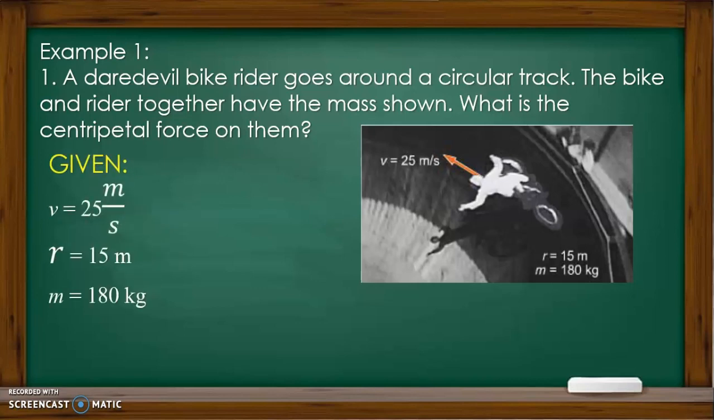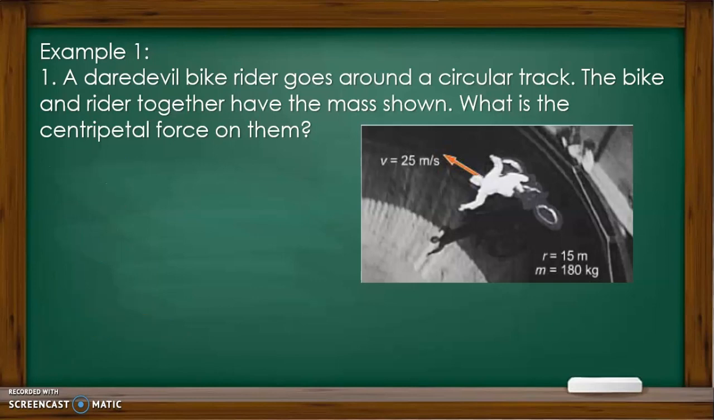In this problem, we are given the speed, radius, and the mass of the moving object. Speed is 25 meters per second, radius is 15 meters, and its mass is 180 kilograms. Then, we are tasked to solve for the centripetal force.